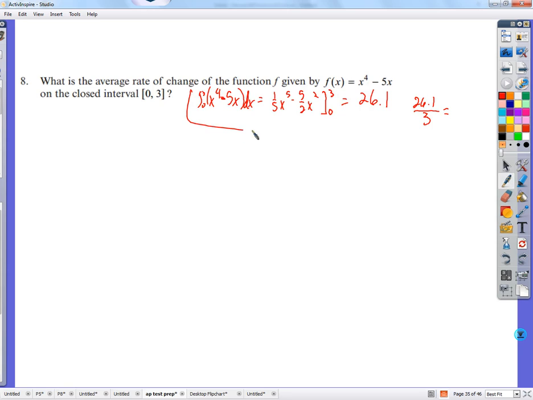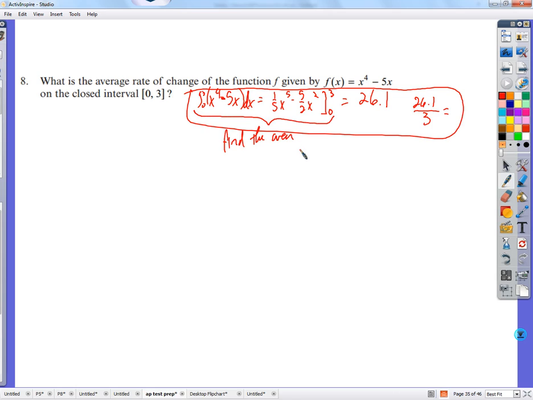So let's look at this work here. This part would be to answer a question like find the area under this curve. If we then find the area and we divide it by the width, then we'll find the average value of f of x.